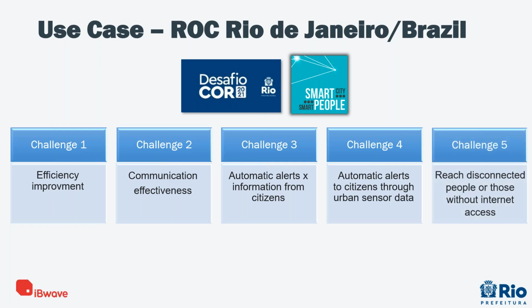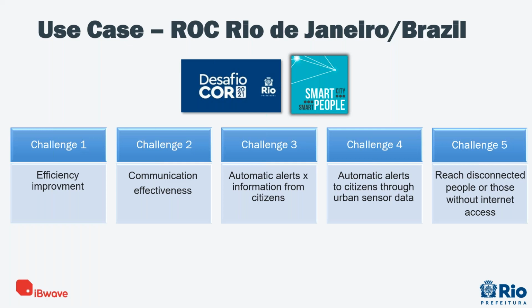And the fifth, how to reach the disconnected population or those with difficult access to the internet, right? So when we're talking about urban emergency areas, we are talking sometimes in a poor area or more suburban area, right? So in many cases, the people that live there don't have any internet access, right? So how to reach these people, how to attend these disconnected people.